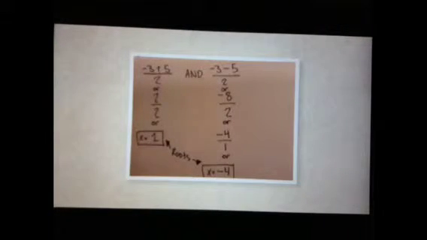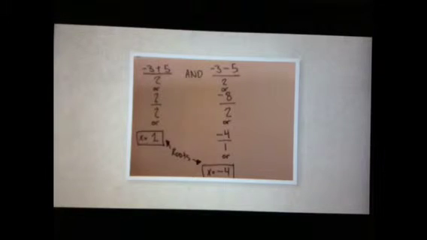So here I've worked through the second half of the problem, where we split the formula into two different roots, so that we can get the two different x values. So the first one is negative 3 plus 5, divided by 2. So 5 minus 3 is equal to 2. So 2 over 2 is equal to 1.